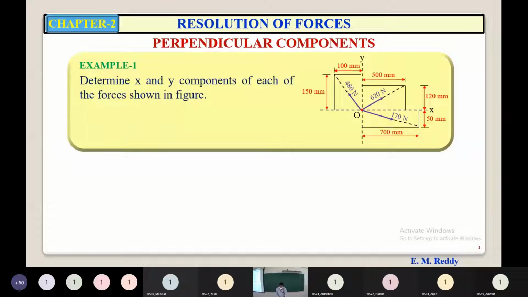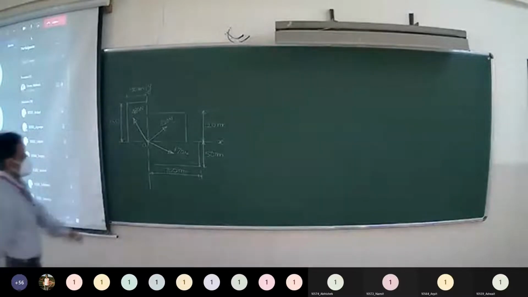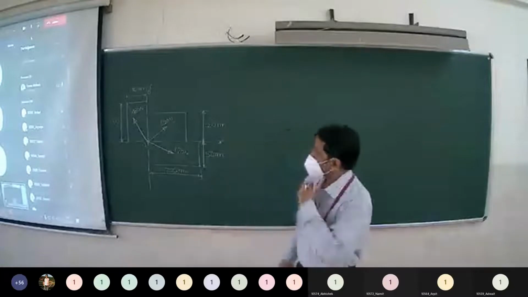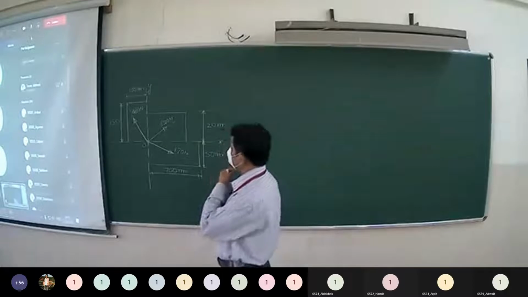Are you able to see the screen? Yes, sir. Please note down the example. Determine x and y components of each of the forces shown in figure. The figure is shown on blackboard. So you have to find out x and y components of each of the forces shown.